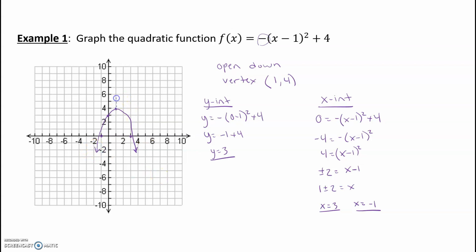And again, you should see that line of symmetry, right? It's the same on both sides. So definitely look for that line of symmetry to kind of check your work. Alright, let's try another one.